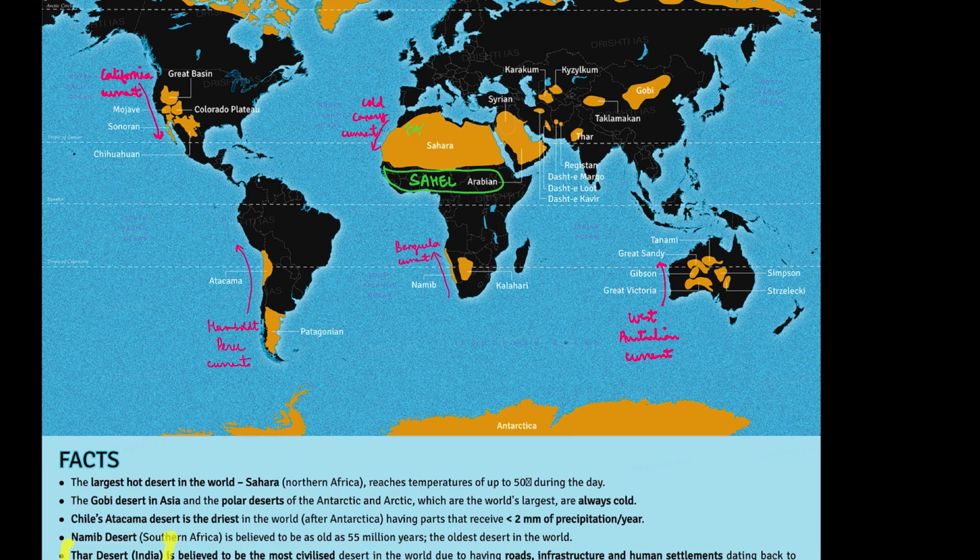Then comes the Thar Desert. Thar Desert is believed to be the most civilized desert in the world due to having roads, infrastructure, and human settlements dating back thousands of years. So this is the legacy the Thar Desert has been carrying with itself.